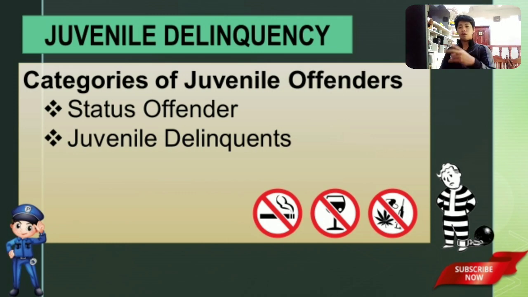Kanina yung classify natin ay juvenile only. Juvenile, not necessarily criminal, but juvenile. No, alam naman natin kung ano yung juvenile in the past lecture that we have. Today, in this slide, now we're going to talk about the classification or categories of juvenile offenders, and they are the following. So, status offender, we made mention of that already.